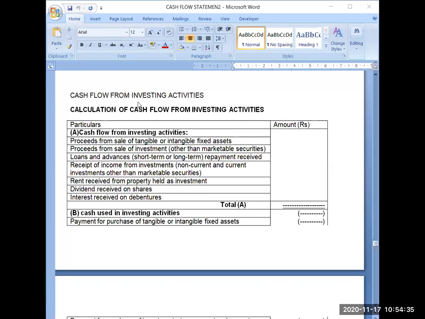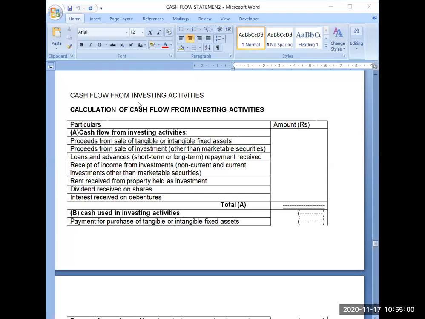And if you remember the balance sheet, there are various components of non-current assets like fixed assets. And fixed assets are of two types, tangible and intangible. Then non-current investments, or if you are giving any loans and advances. So these all are part of your non-current assets.